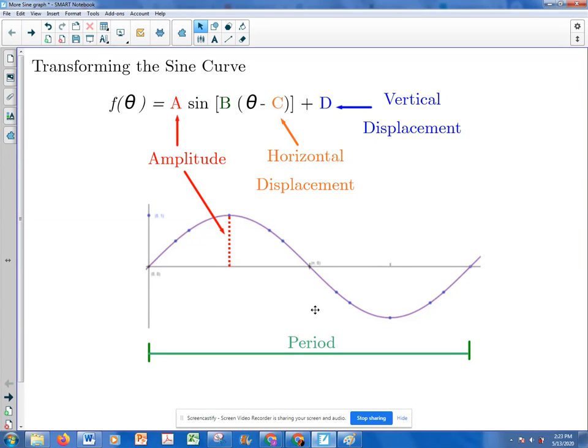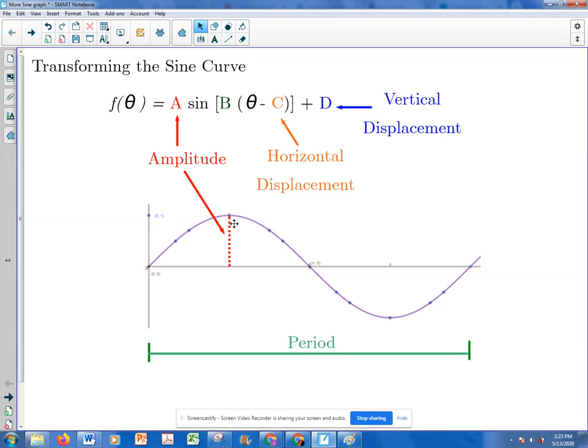Now we know what the sine curve looks like. Now we're going to see how we can change the shape and the position of the sine curve. So we're going to find out there are four things that really affect it. We've got amplitude. We've got A, B, C, and D in this formula.